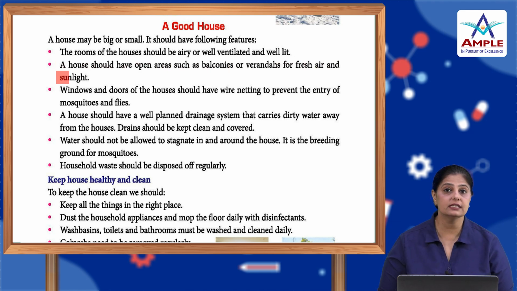Now, the second point, a house should have open areas such as balconies or verandas for fresh air and sunlight. As I said, fresh air and sunlight play a major role in keeping your house fresh and away from the germs.